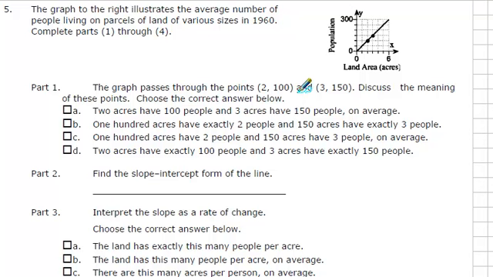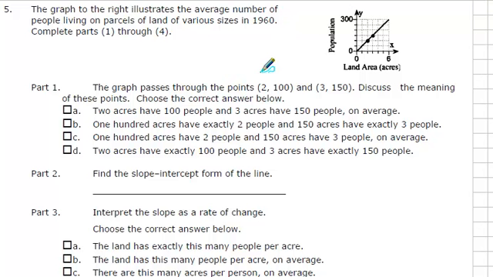The graph to the right illustrates the average number of people living on parcels of land of various sizes in 1960. Complete parts 1 through 4. In part 1, we're given that the graph passes through the points (2, 100) and (3, 150). Discuss the meaning of these 2 points. Choose the correct answer below.